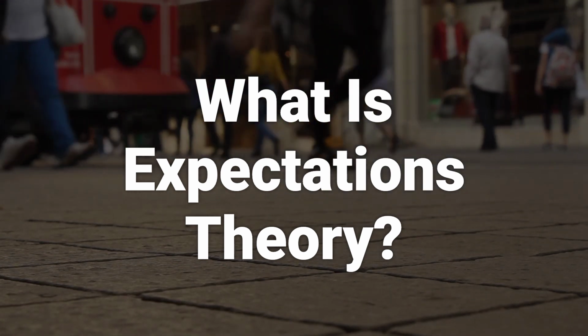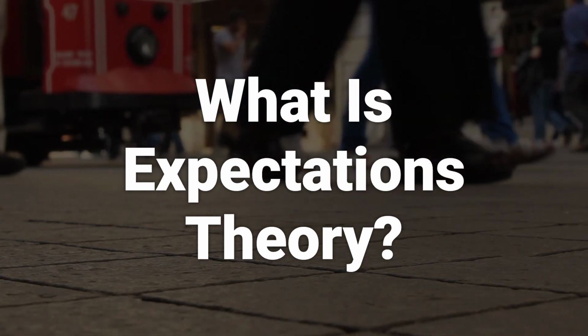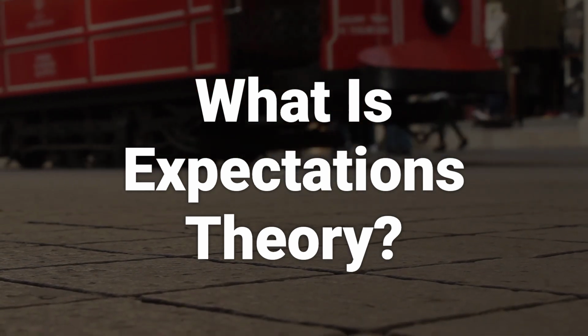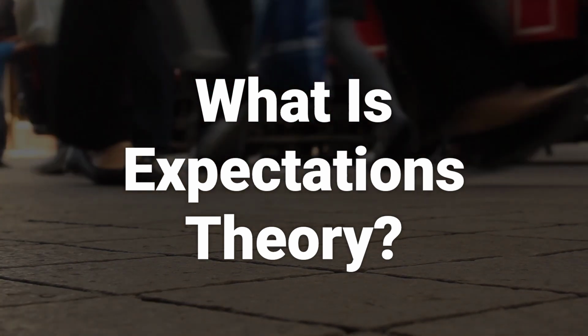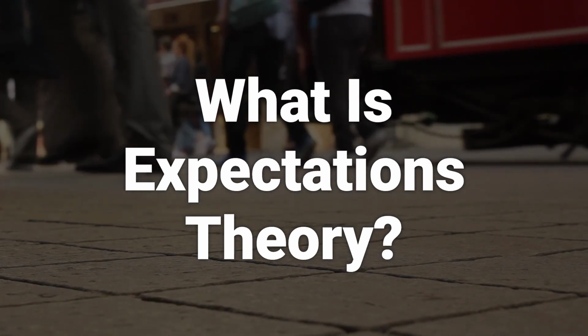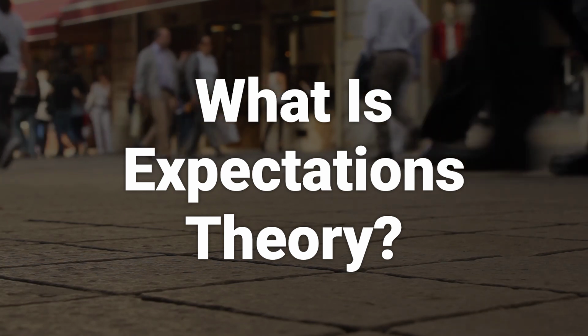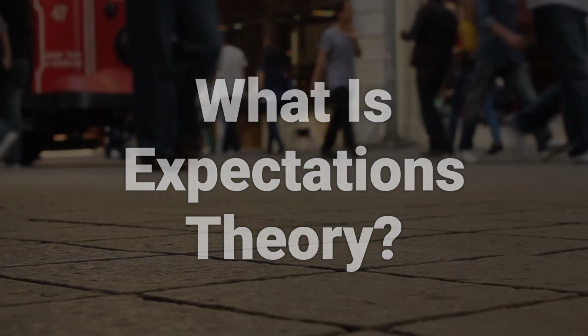Expectations theory attempts to predict what short-term interest rates will be in the future based on current long-term interest rates. The theory suggests that an investor earns the same interest by investing in 2 consecutive one-year bond investments versus investing in one 2-year bond today. The theory is also known as the unbiased expectations theory.